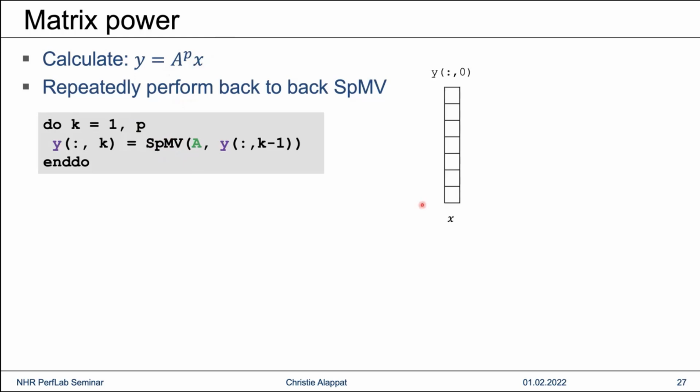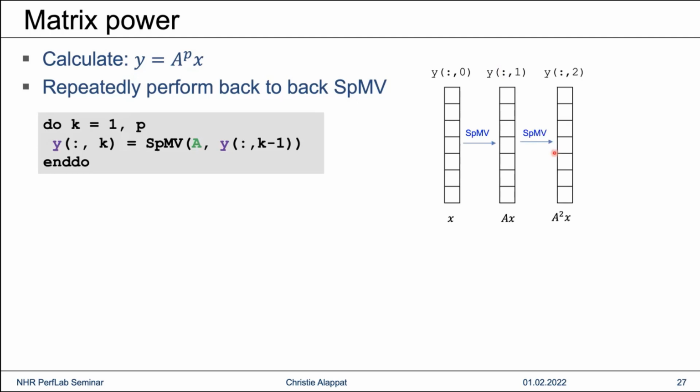So if we have an input vector x, which is stored in y of 0, we could do SpMV once, then we would get Ax, which is stored in y of 1. Then we could do SpMV again to get A squared x. And similarly, we can go on to compute A raised to p x. However, the problem here is that we do the complete SpMV on all rows of the matrix to get Ax.